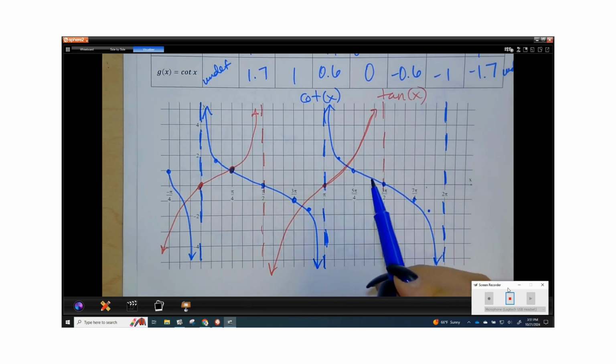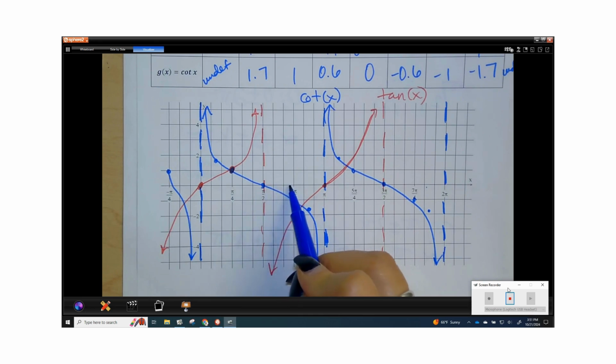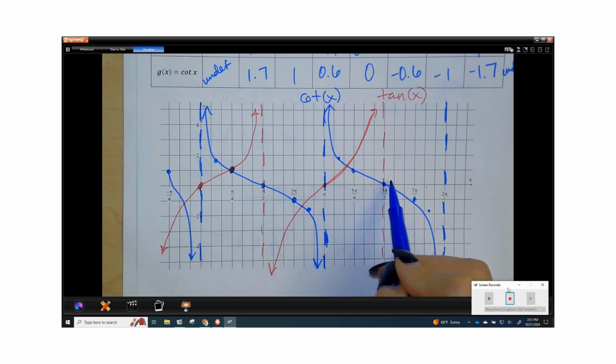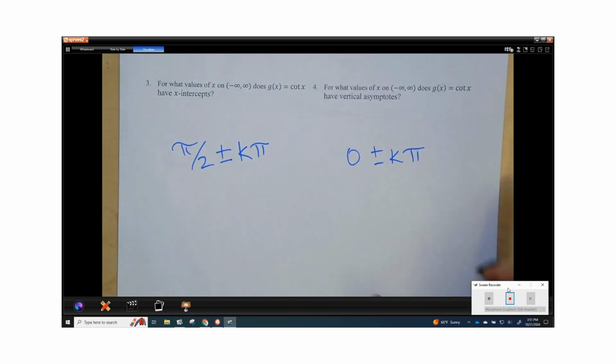Now the x-intercepts right here, 1, 2, 3, 4, 5, 6, 7, 8, 9, 10, 11, 12. That adds pi for the x-intercepts also. So those two. And that is it.